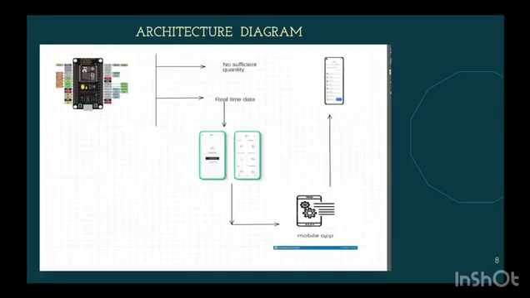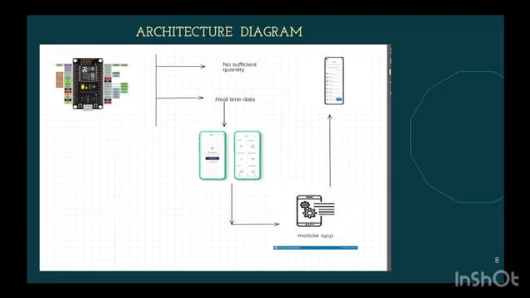Architecture diagram. If the ESP32 does not have a sufficient quantity, that means the project will not get executed. So we need to make sure that the real-time data is being updated properly. This can be shown in the mobile application. We can connect the ESP32 in our device using the hotspot in our mobile phones and connect it to our project. This is the circuit diagram.